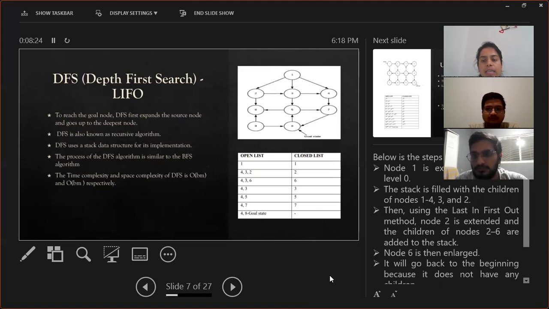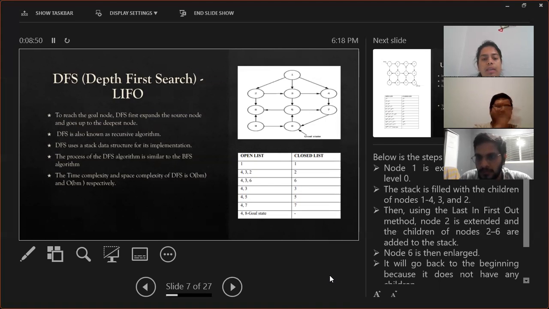By looking into the diagram on the right side, initially node 1 is extended at level 0. The stack is filled with children of nodes like 1, 4, 3, and 2. Here it also has the open list and closed list. Then, using the last in, first out technique, node 2 is extended and the children of node 2, 6, are added to the stack. Then node 6 is expanded.